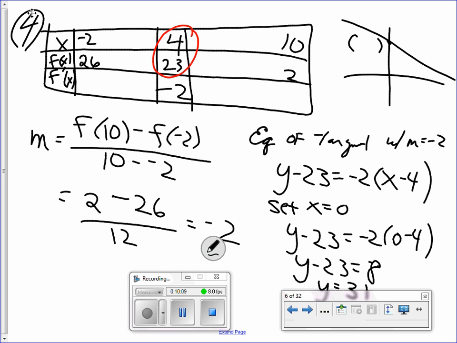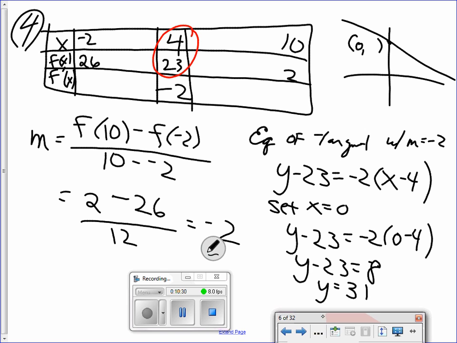What's the one thing you know if it's on the y-axis? The x-coordinate is 0. So to get the y-intercept of any graph, you put in 0 for x. You set x equal to 0 and solve for y. And if you put 0 in for x, you multiply, you add, you get the y-coordinate there is 31. So the answer was (0, 31).